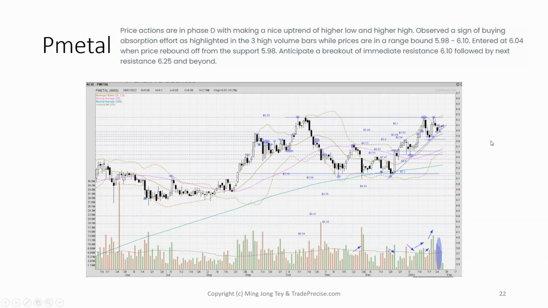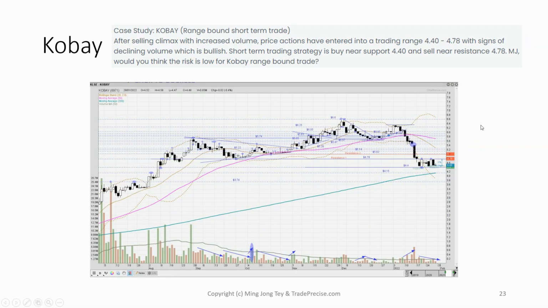Press Metal, I think phase D making a nice uptrend, higher low, yes. Sign of buying absorption, three high volume bars. Yes, yes. That certainly is a very good observation, Cash. There's an absorption going on. Enter at 604 when price rebounds off 598 and it's a breakout of immediate resistance. Yeah, I think that's good. As long as you have your stop in place, that should be a good trade.